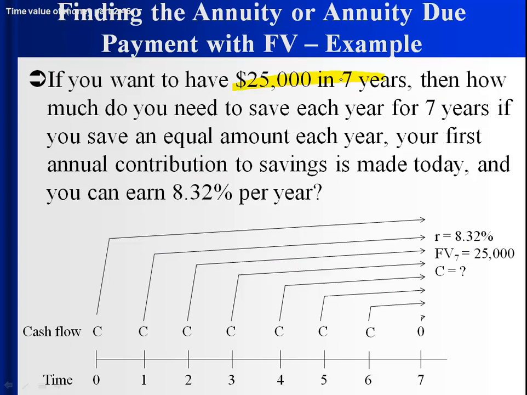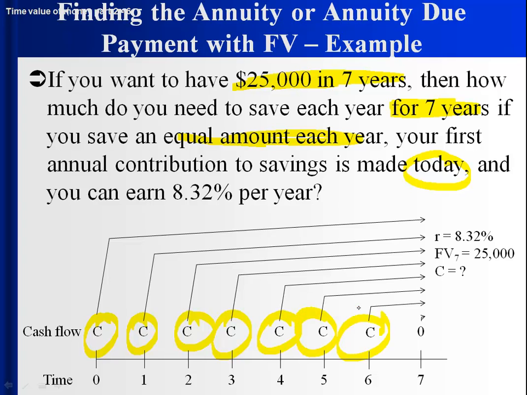Similar situation, you want 25,000 in 7 years. Save each year for 7 years, equal amount each year, but now your first contribution is made today. So you are saving for 7 years starting today. So 1, 2, 3, 4, 5, 6, 7. So your last contribution would be in 6 years. You'd give it to the bank and say, oh, I don't need my money yet. I'll see you in a year.